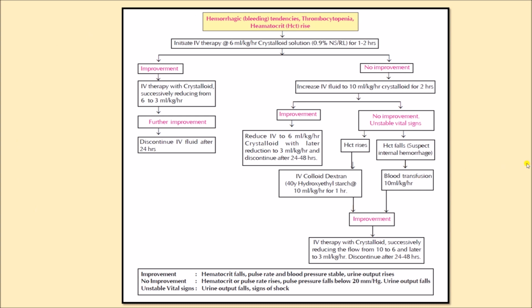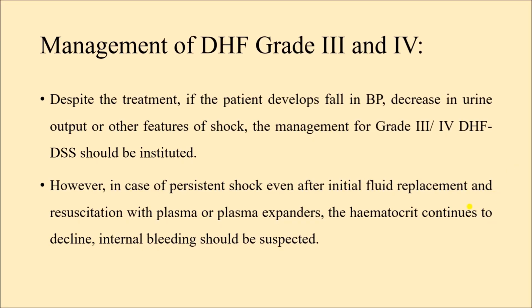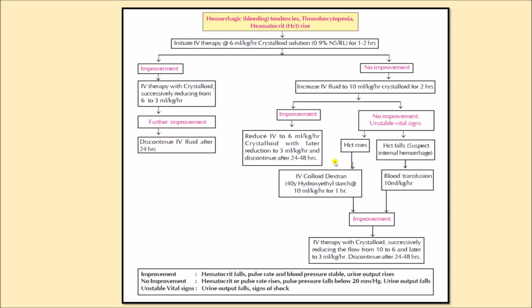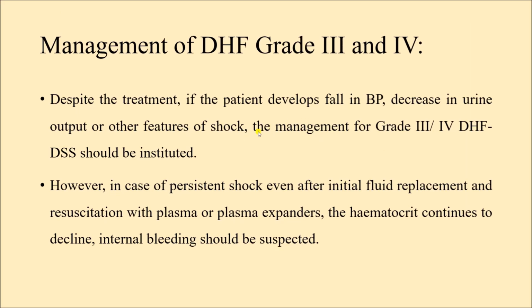So this is the algorithm for management of dengue hemorrhagic fever grade 1 and grade 2. What about grade 3 and grade 4? Now, despite the treatment, if the patient develops fall in blood pressure, so the blood pressure goes even further lower, and there is decrease in urine output, and there are features of shock, in that case the management of grade 3, grade 4 dengue hemorrhagic fever should be started.